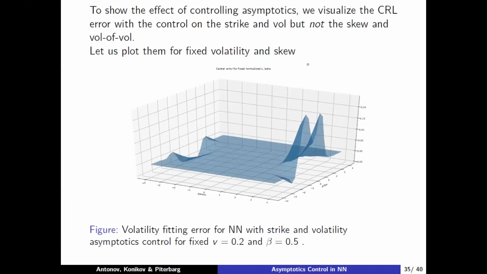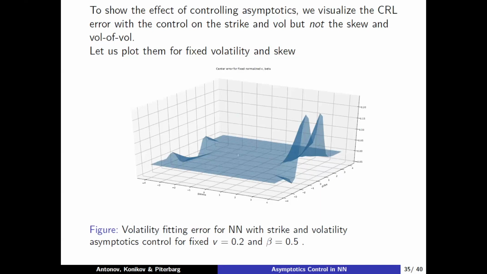Now, to show the effect of controlling asymptotics, we'd like to visualize our models 1 and 2, and see what happens if we do not control one of the dimensions. Here we have normalized gamma vol, and here we have the strike. In one of the experiments, we do not control gamma. This means that the errors outside of the learning region are out of control. So there will be some values here.